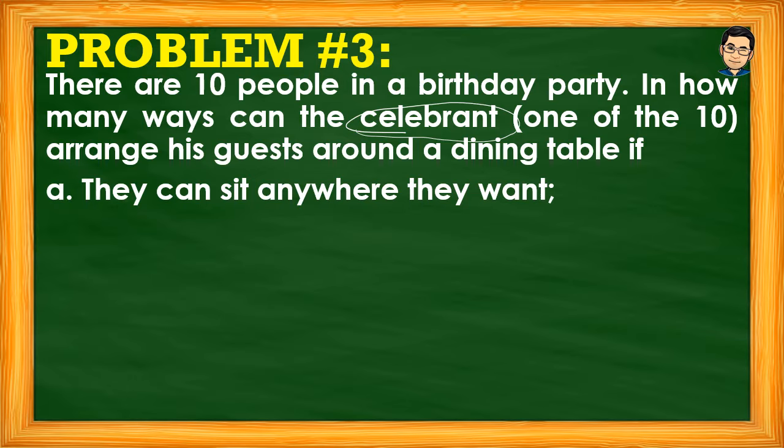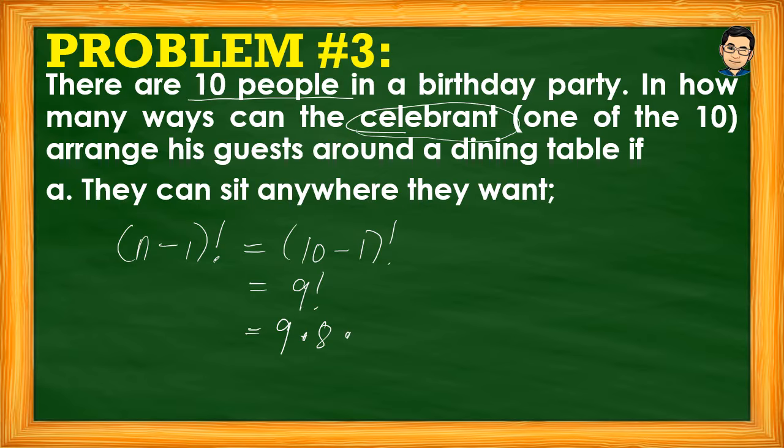So paano natin sila i-arrange kung pwede silang maupo kahit saan nila gustuhin? So wala tayong mga tao in particular na kailangan pagtabihin. So ibig sabihin, apply lang natin ang formula for circular permutation, and that is the quantity of n minus 1 factorial. So n is the number of people, which is 10. So magiging 10 minus 1 factorial, and that is 9 factorial. So express lang natin as 9 times 8 up to 1.